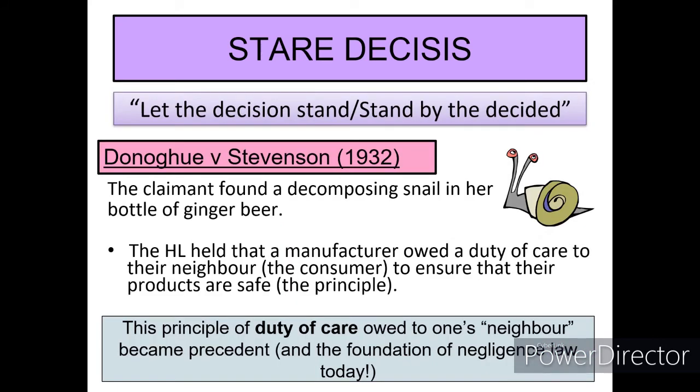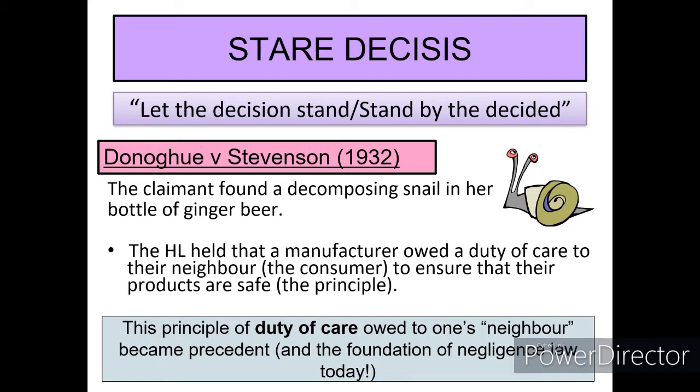It's always good to have an example. If you've already studied tort law, you will be very familiar with Donoghue versus Stevenson already. If you haven't, then this is a case which you're going to know very, very well. So Donoghue versus Stevenson in 1932. Basically, the claimant wanted to pour some ginger beer over her ice cream. That was the thing to do in 1932 Scotland. And she found, after she'd already had some of the ginger beer, a decomposing snail in her bottle. She suffered some sort of stomach complaint afterwards.